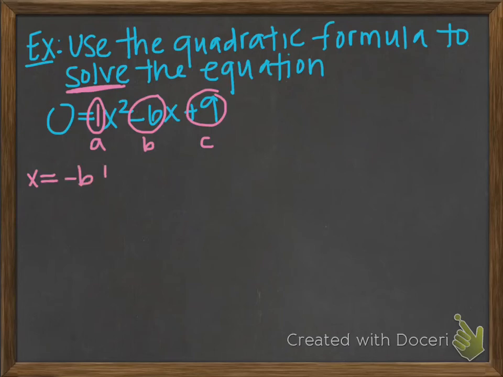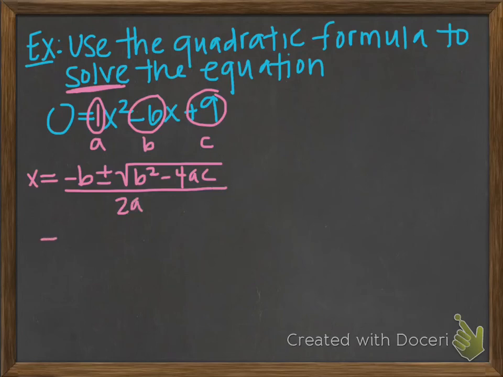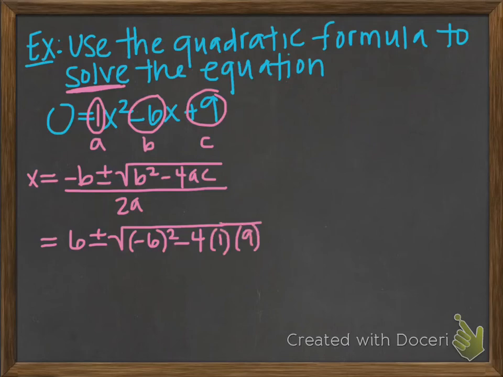x equals negative b plus or minus the square root of b squared minus 4ac, all over 2a. Let's plug in our numbers. Negative b is the opposite of b. Our b is -6, so the opposite of -6 is +6. Plus or minus the square root of b squared. Because our b is negative, definitely make sure you put it in parentheses: (-6) squared minus 4 times our a of 1 times our c of 9, all over 2 times our a of 1.